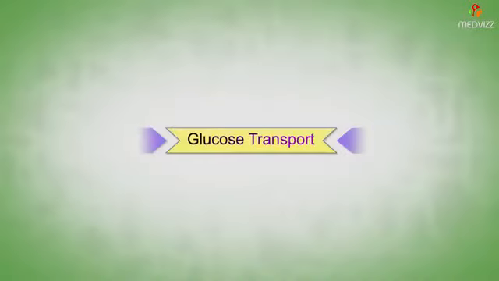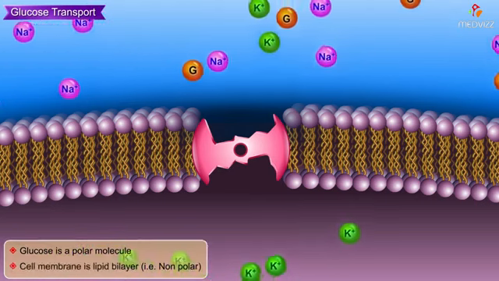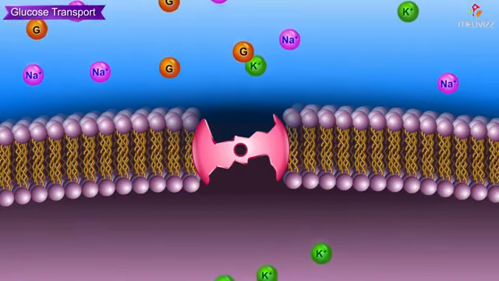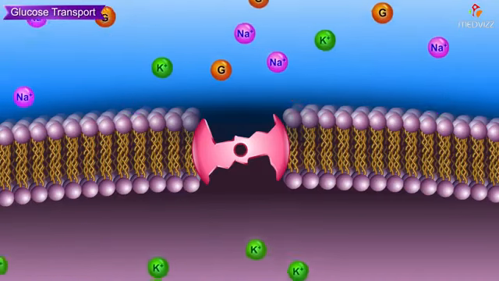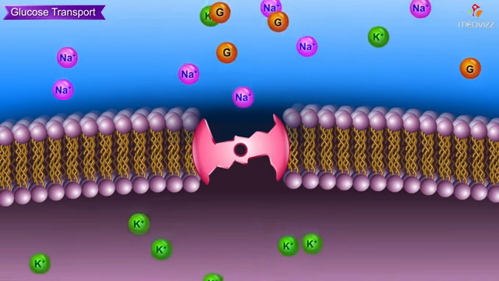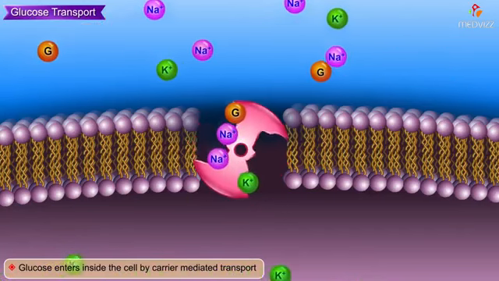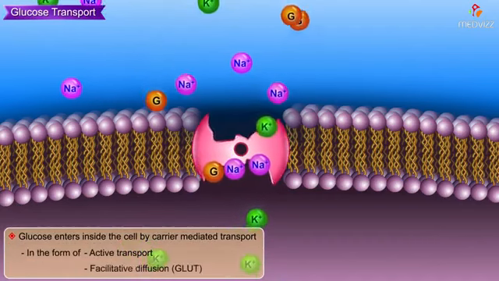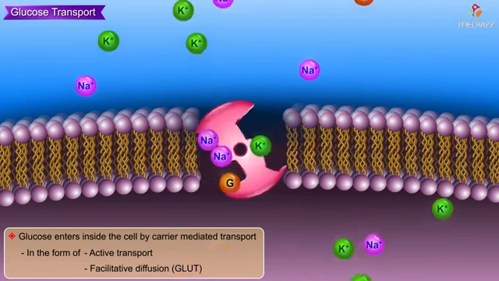Glucose transport. Glucose is a polar molecule, but the cell membrane is a lipid bilayer, which is nonpolar. The polar substances will not cross the cell membrane, so we need some kind of carrier in the cell membrane for the transport of glucose. Glucose enters inside the cell by carrier-mediated transport in the form of active transport and facilitative diffusion by means of glucose transporters, also known as GLUT.